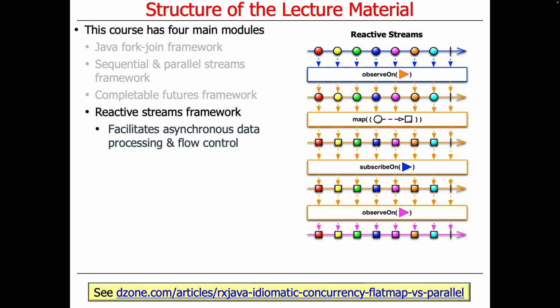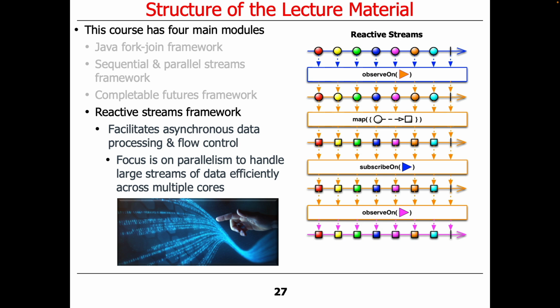And then fourth, but by no means last, we're going to talk about the reactive streams framework. And this is a newer model which facilitates asynchronous data processing and flow control. And the focus is on parallelism to handle large streams of data efficiently across multiple cores. And this is a very, very interesting model. In fact, in a lot of ways, you can think of reactive streams as kind of the marriage of parallel streams with completable futures, in that you can stream things together, but a lot of the processing is done asynchronously. So these are the four main things we're going to focus on in this course.